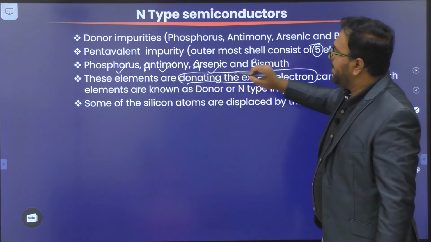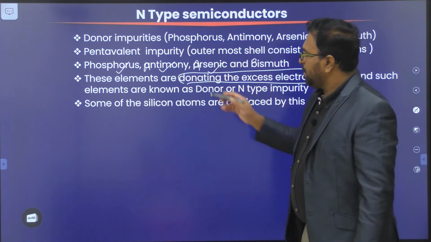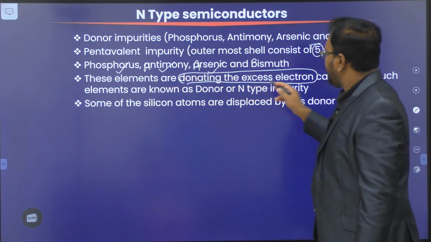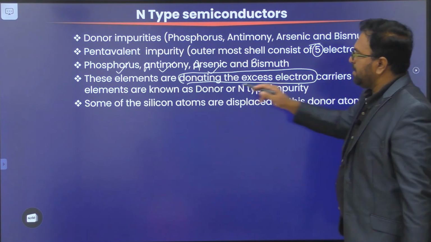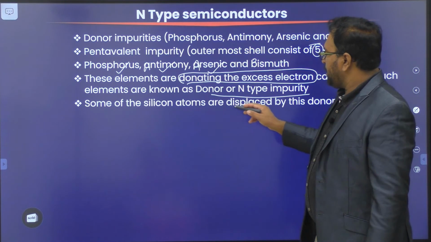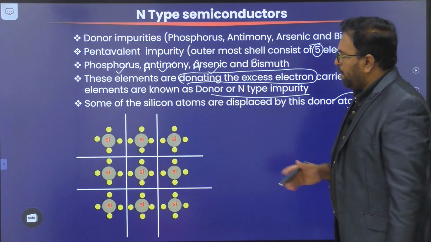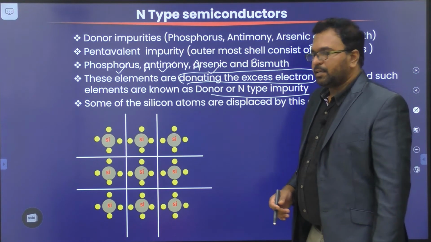Since it contains 5 electrons, 1 electron is in excess. That means these will donate that excess electron, and such elements are called donor or n-type impurities. Some of the silicon atoms are displaced by the donor atoms. Let us see. I have considered the silicon crystalline structure like this.